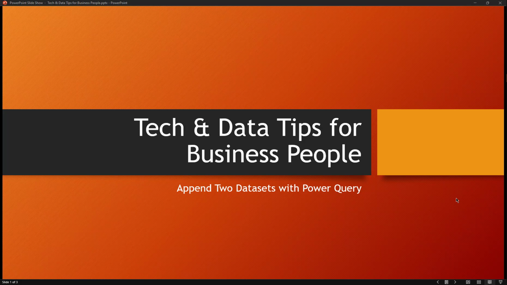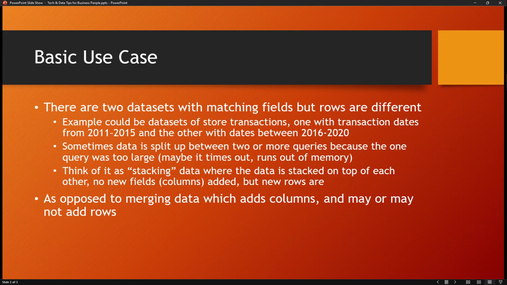Today we're going to be appending two data sets using Power Query. If you have two data sets that have the exact same fields and in the same order, but they have different rows, you would use Append to combine that data set into one big one.